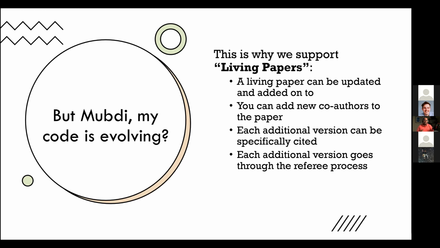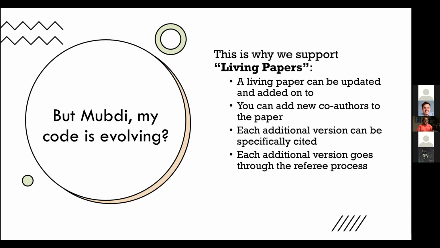You can't remove things from it, but you can add additional sections or versions to it, where you can add new co-authors. For instance, if you have new developers, you can add them, and every additional version can be specifically cited. And the additions to each version get refereed as well.